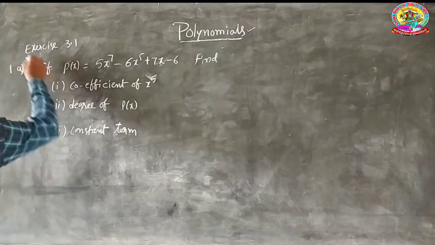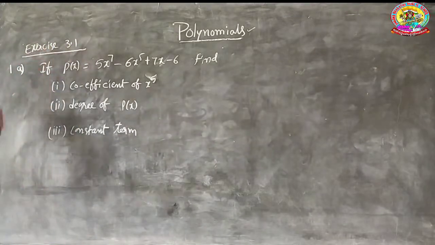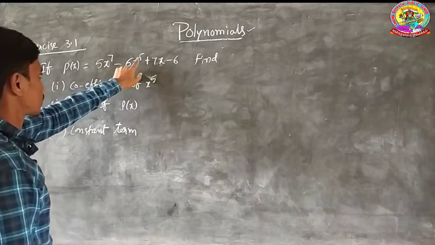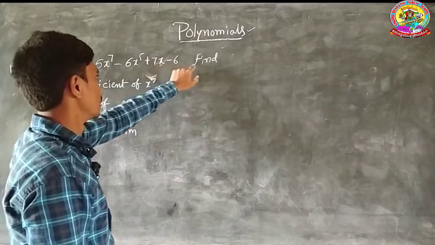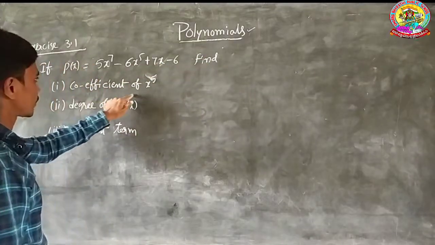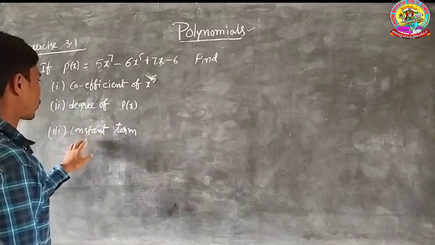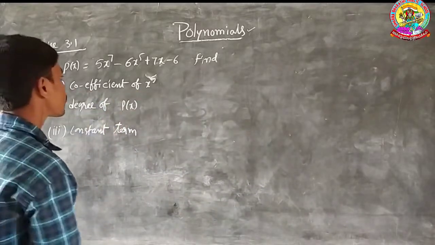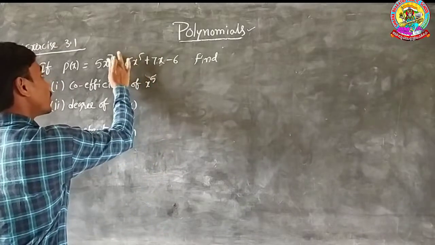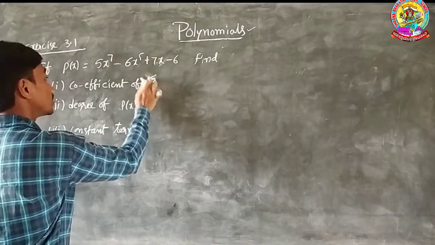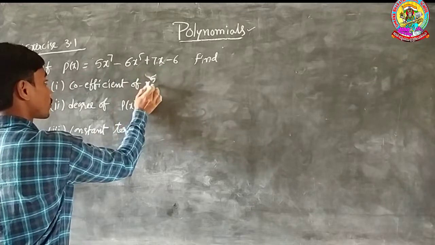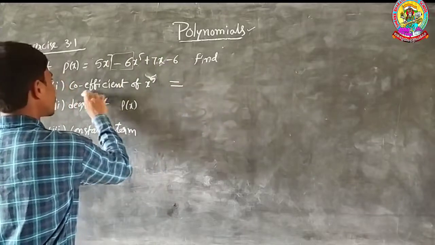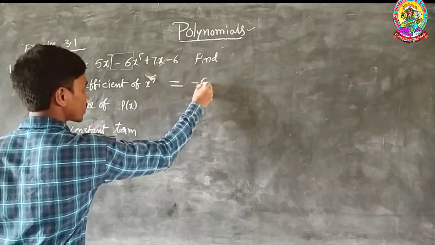So now a question from exercise 3.1. The first one is, if p of x is equal to 5x power 7 minus 6x power 5 plus 7x minus 6, then find the coefficient of x power 5, the degree of p of x, and the constant term. What is the coefficient of x power 5? It means by which number x power 5 is multiplied. X power 5 is multiplied with minus 6. So the coefficient of x power 5 is minus 6.